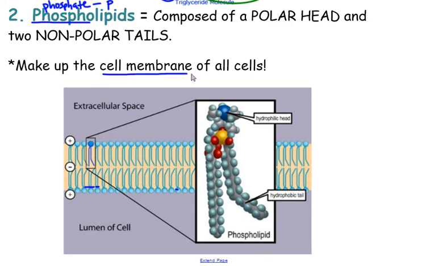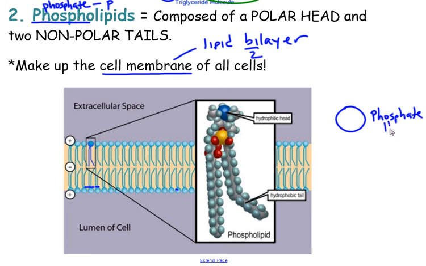This composes the cell membrane. Remember, we said it was the lipid bilayer. Bi meaning two layers of lipids. These lipids are kind of pointing opposite to one another. So we have the phosphate head, and it is polar. And since water is polar, it's called hydrophilic.